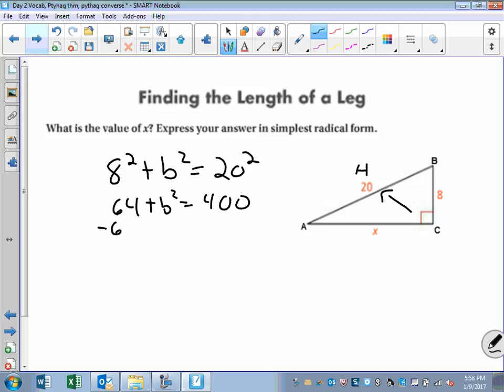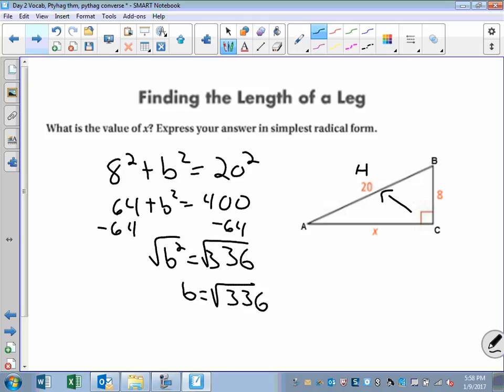Use inverse operations. Take 64 from both sides. B squared is equal to 336. Take the square root. So B is the square root of 336. That is not a perfect square, so we just leave it like this. Okay. And since this is not a whole number, the square root of 336, it is not a Pythagorean triple.